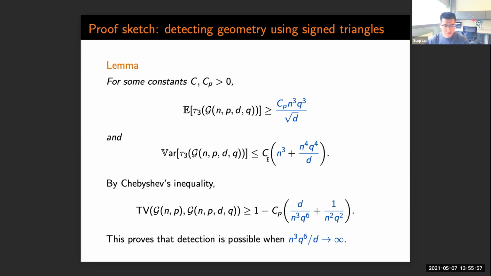And by simply using Chebyshev's inequality, we can show the total variation distance is lower bounded by something approaching 1 as n cube q to the 6 over d goes to infinity. This finished the detection regime.